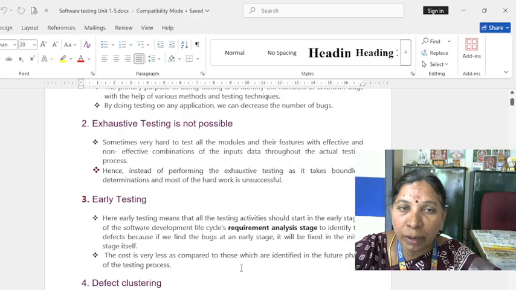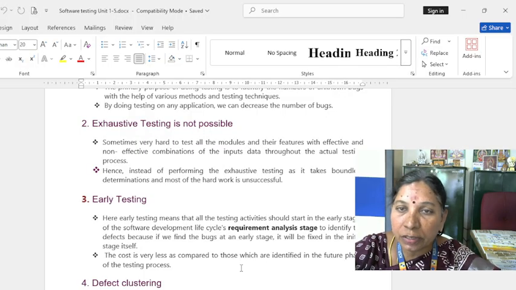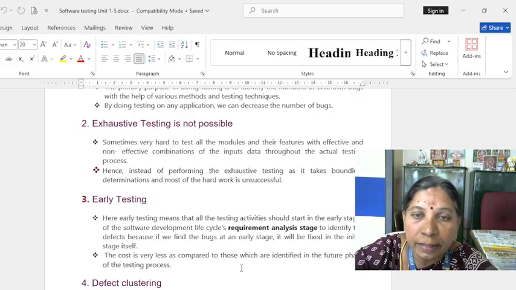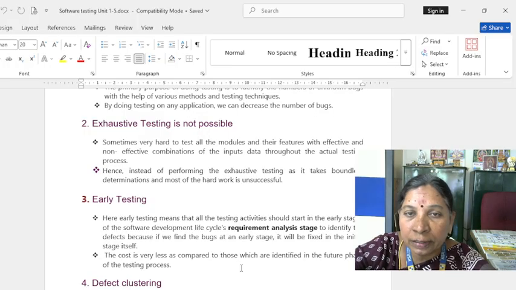Okay, here, what do you mean by exhaustive testing? Sometimes it is very hard to test all the modules and their features with the effective and non-effective combinations of the input data throughout the actual testing process. Hence, the second important thing is, instead of performing exhaustive testing, as it takes endless determination and most of the hard work is unsuccessful. Okay, exhaustive means no need to test extra. Suitable testing is enough to test the particular project or software product.